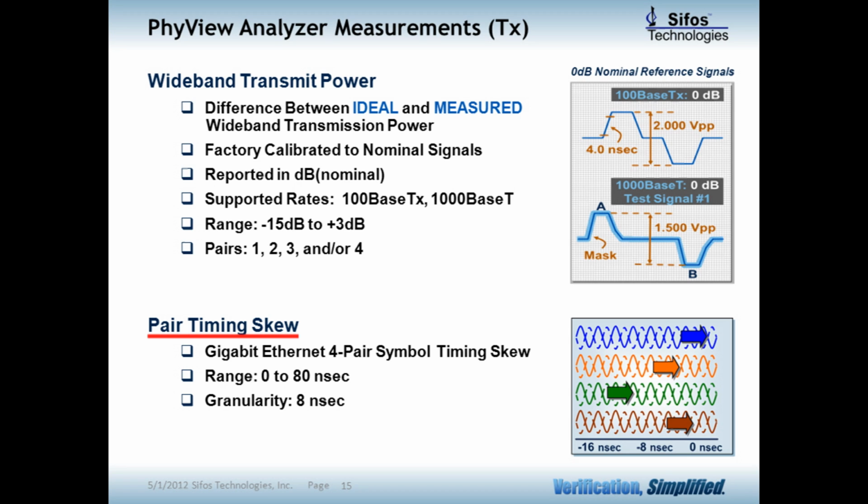Pair timing skew is a 1000 base T measurement that measures the gigabit symbol resolution or 8 nanosecond time skew between 4 transmitting pairs. This measurement offers a range of 0 to 80 nanoseconds and is always referenced to one of the 4 pairs.